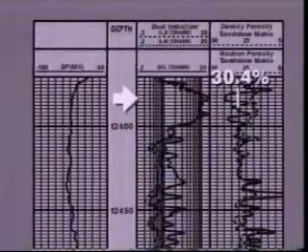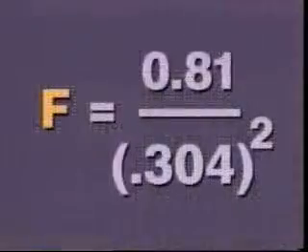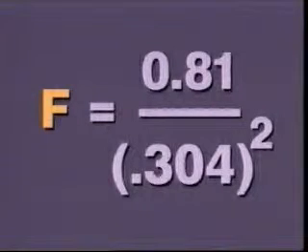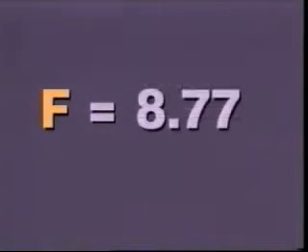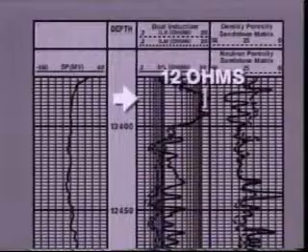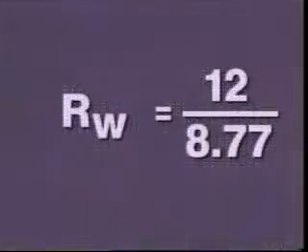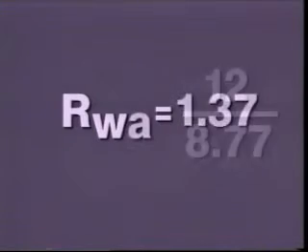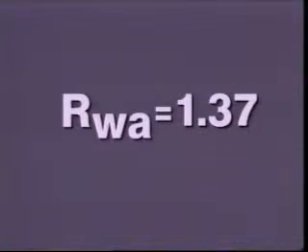We recall that earlier we calculated a porosity here of 30.4%, which is approximately midway between the neutron and density porosity readings. Thus, to obtain the formation factor F, we again divide the sandstone factor, 0.81, by the square of the porosity, 0.304, which equals 8.77. At 12,384 feet, the deep induction curve reads about 12 ohms. Our R sub WA is then obtained by dividing the induction log deep reading of 12 ohms by the formation factor, 8.77, which gives us an R sub WA of 1.37.